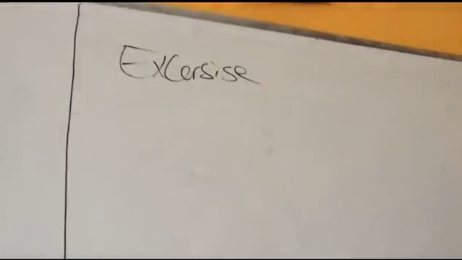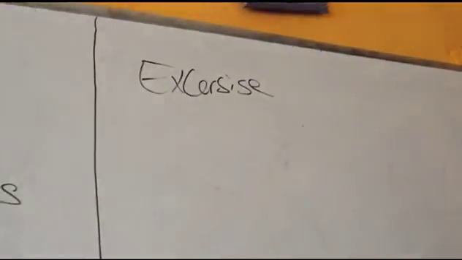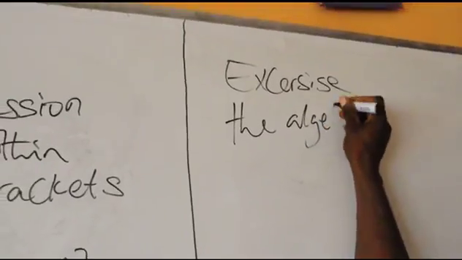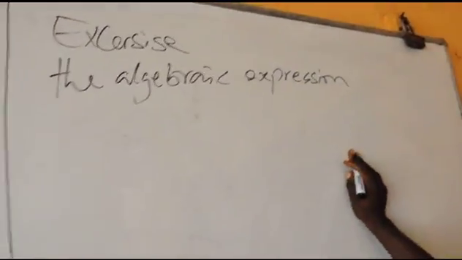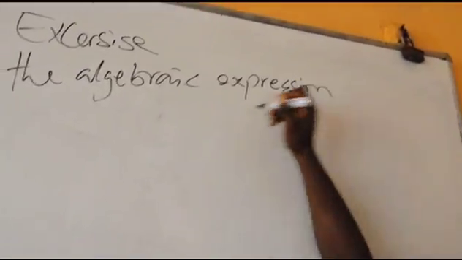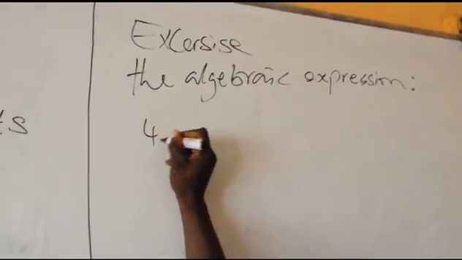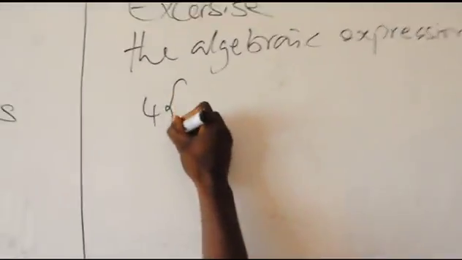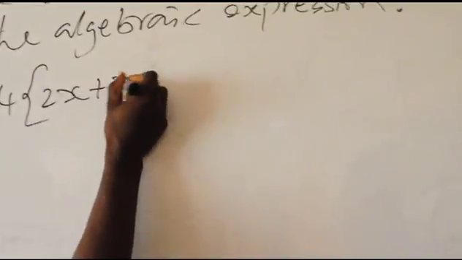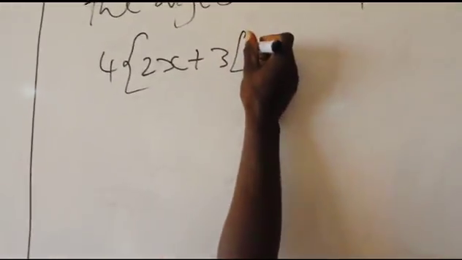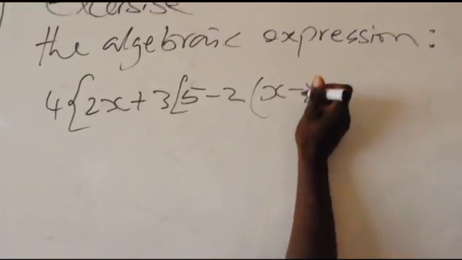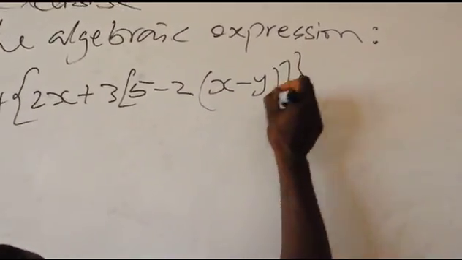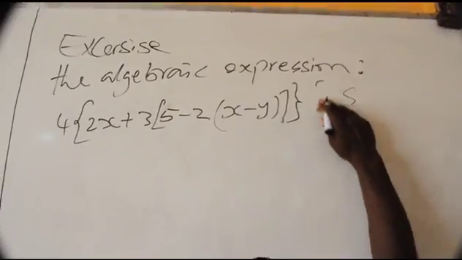And the second lesson. So now, this is the algebraic expression: 2x plus 3, then 5 minus 2 into x minus y. So we have to simplify.